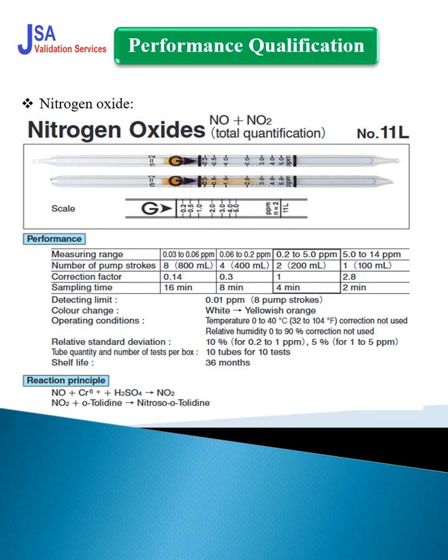Then for nitrogen oxide, NO and NO2, we use detector tube 11L. The color change is white to yellowish orange when we are using this tube. It will look like this, yellowish orange. White is this, and this is the used one. Up to where it has changed color, we can directly read. If there is no color change, it means not detected; there are no traces of nitrogen oxide.